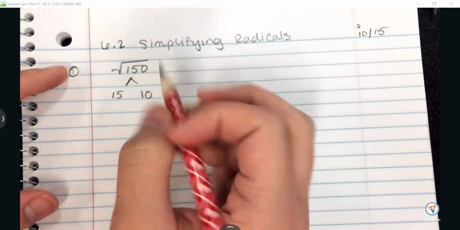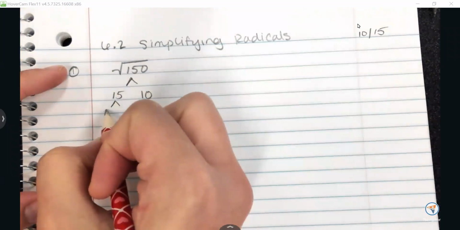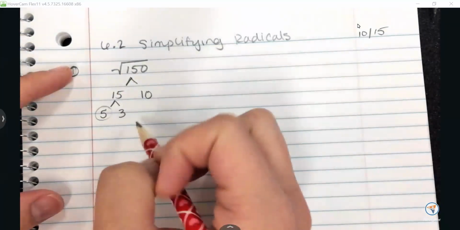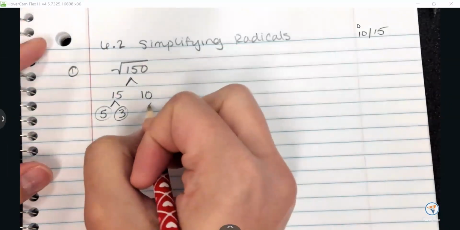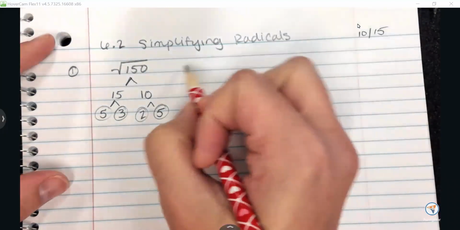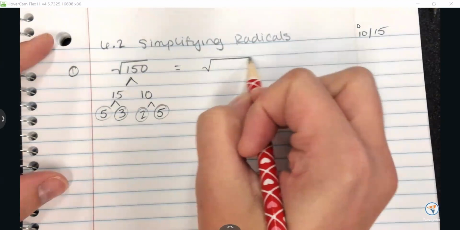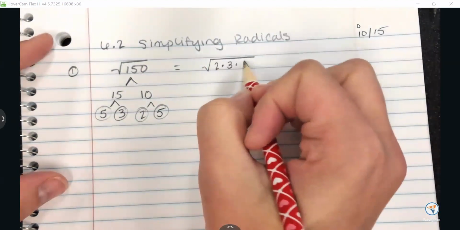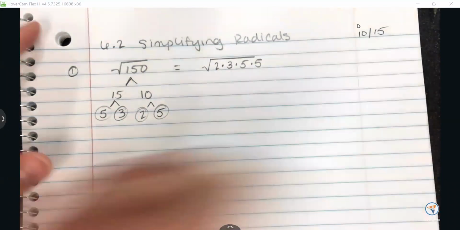Then I'm going to break each of these down. 15 can break down to 5 times 3. 5 cannot break down, so I circle it. 3 cannot break down, so I circle it. 10 breaks down into 2 and 5. 2 gets circled and 5 gets circled. So when I rewrite my radical, everything that is circled will go inside. 2 times 3 times 5 times 5.